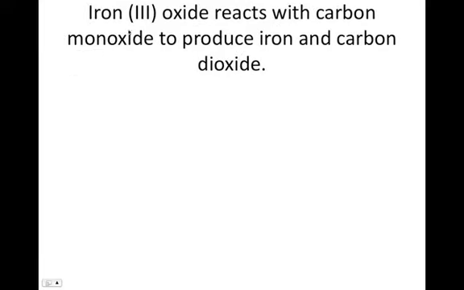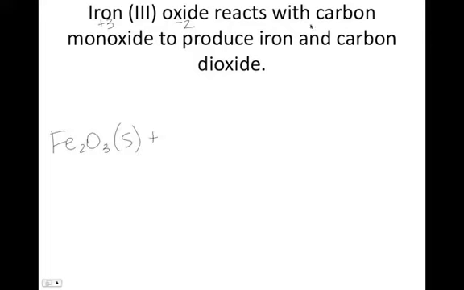Okay, next up. Iron 3 oxide, also known as rust, reacts with carbon monoxide to produce iron and carbon dioxide. So first up, formula for iron 3 oxide. This would be iron with a +3. Oxygen has a -2. So crisscross those guys and you end up with Fe2O3. And again, no mention of water, so I'm going to say that this is a solid.